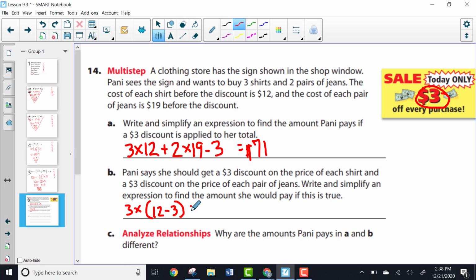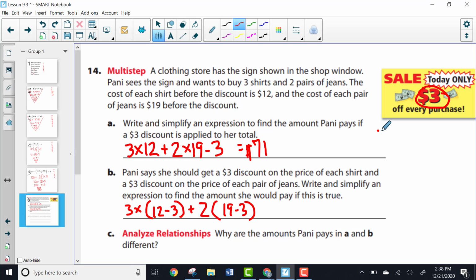Now you're going to add that to however many total pairs of jeans, 2 pairs of jeans. Remember, a $3 discount on each one. How much were the jeans? $19. So you're going to take $3 off of each pair of jeans there. Okay, so we can see discount off of every purchase is $71. Let's see how this compares to $3 off each purchase.